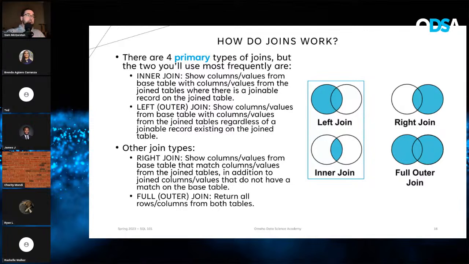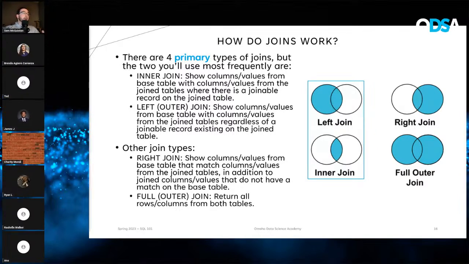The other 2 join types that I want to discuss with you that aren't used as frequently, but each have their own purpose, are right join and full outer join. So when you do a right join, you're only going to show columns and values from the base table that have a match on your join table. And then you'll also return a row for each value on your joined table that didn't have a match on your primary table. So think of the sales table and the product table, for instance.